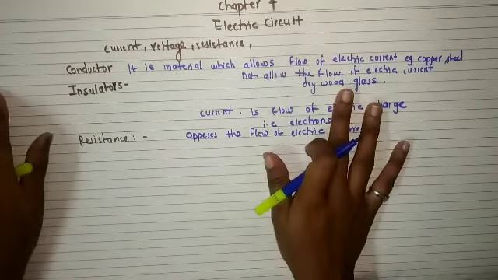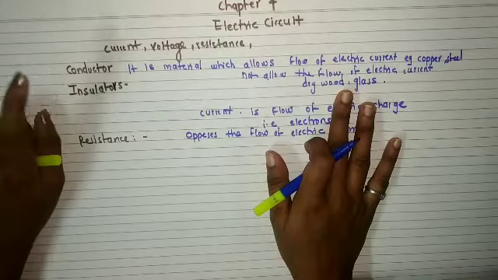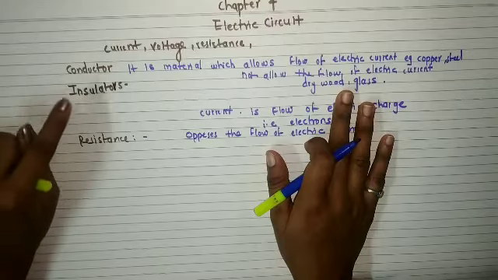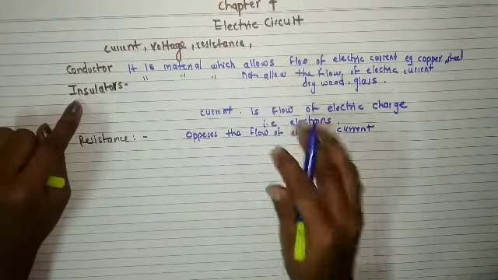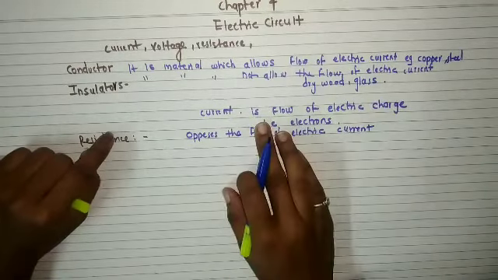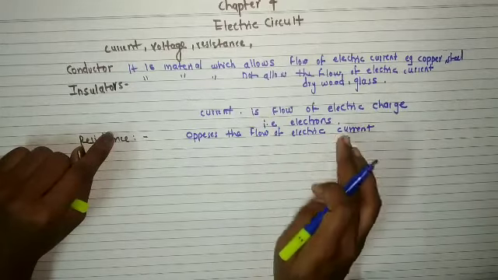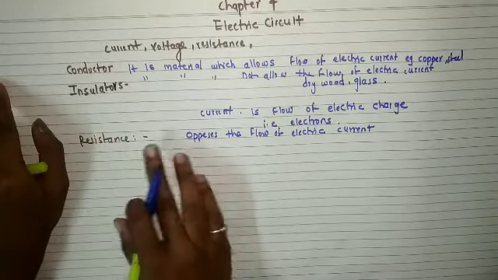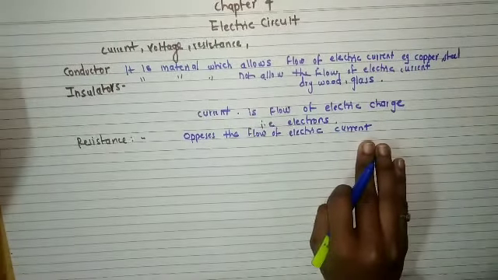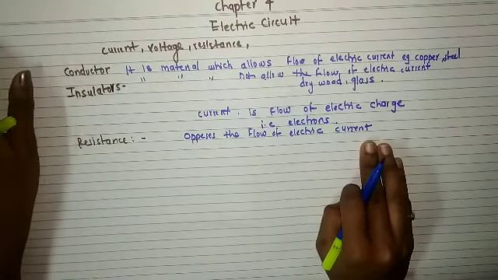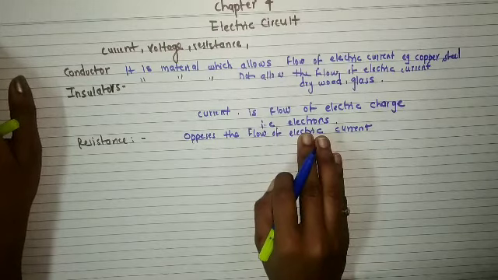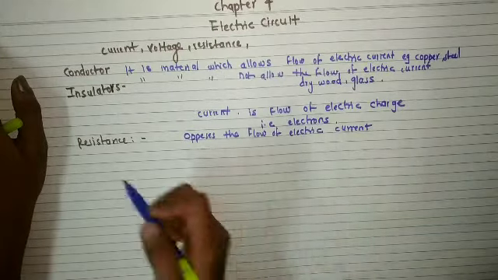Okay, so we'll recap from first. Conductor is material which allows the flow of electric current. Insulators will not allow the flow of electric current. Example is dry wood, glass. Current is nothing but flow of electric charge, that is electrons, and resistance is the property which opposes the flow of electric current. Okay, now we'll learn what is the potential difference, electromotive force, with an example.